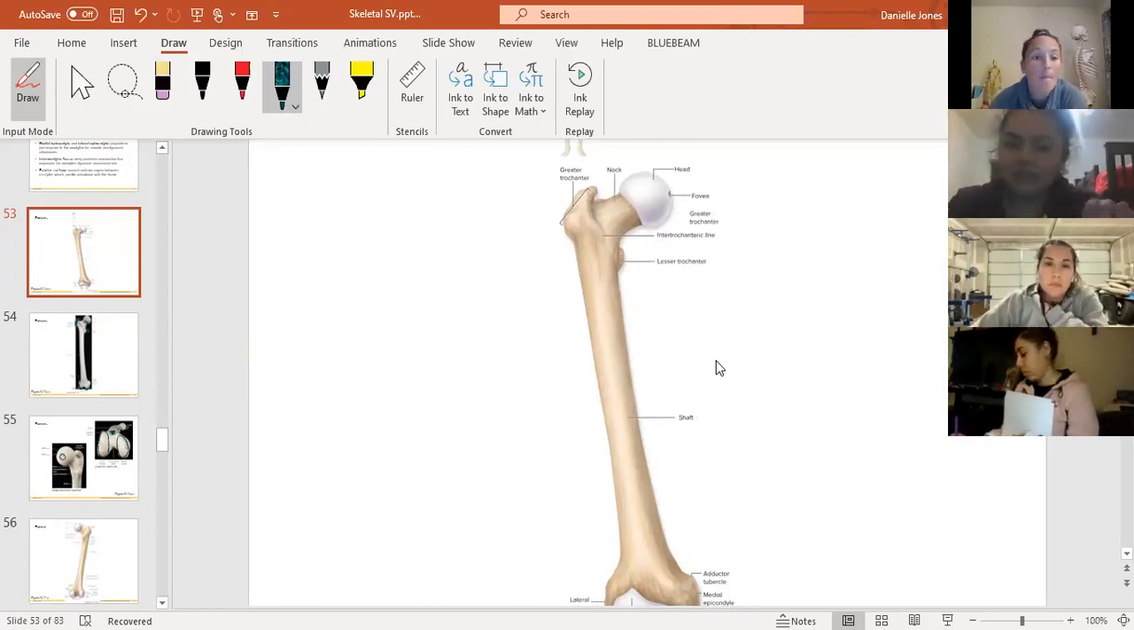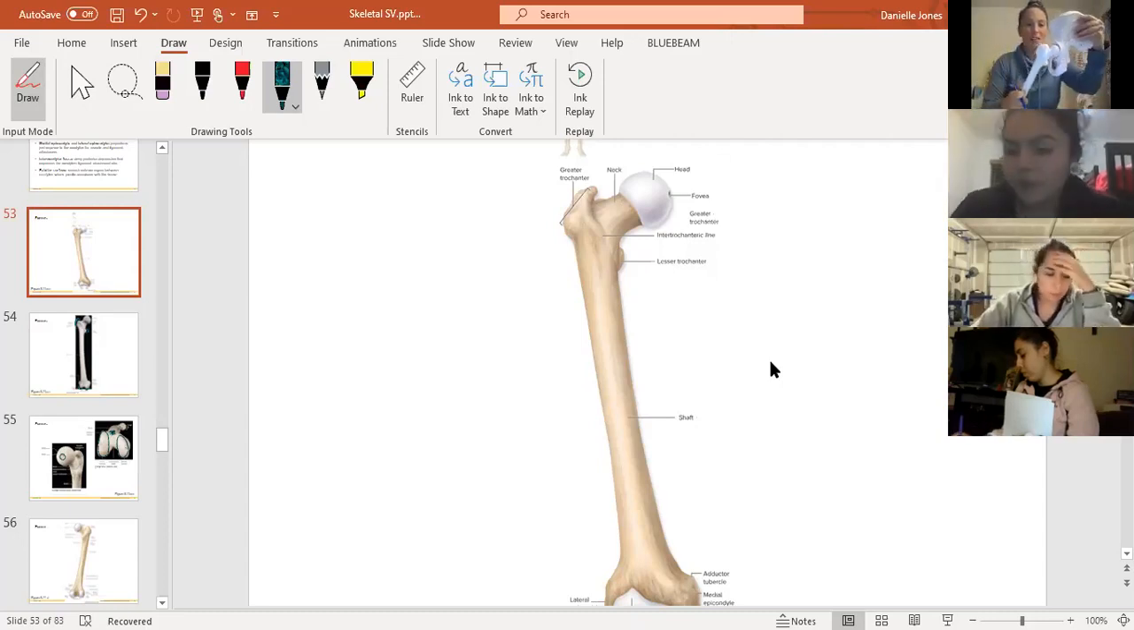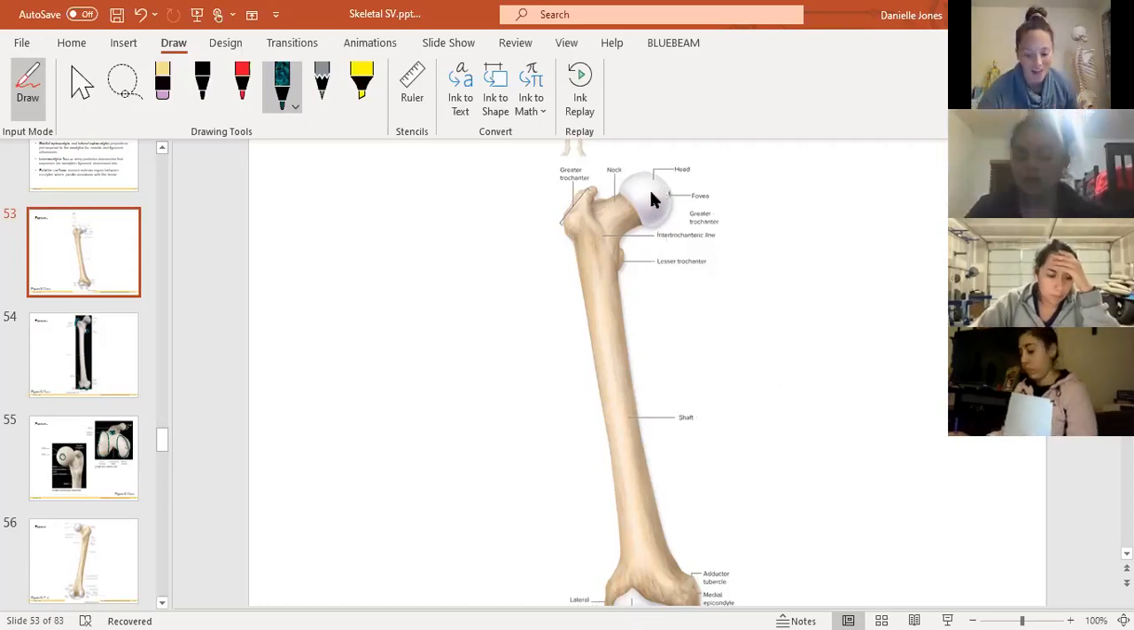So Danny, is this the bone that connects to the hip? Yeah, the innominate bone. This is the one that goes into that. So the head is going to go right into that innominate bone. And that's basically this right here, that head right there. Good.